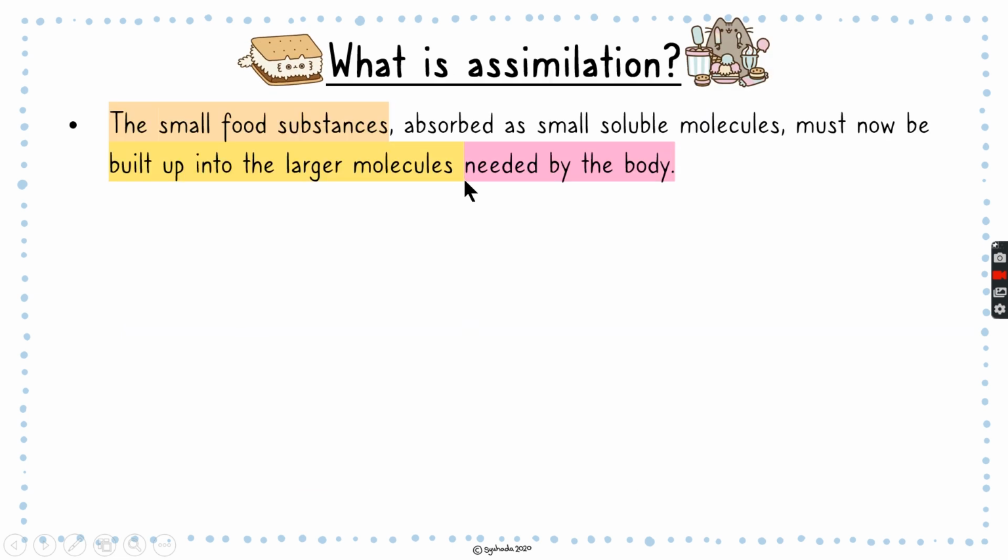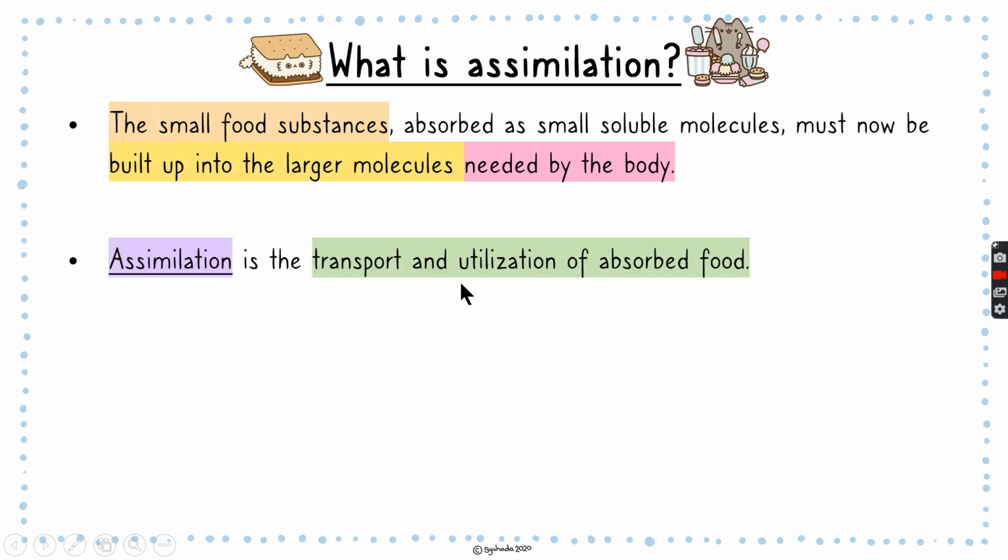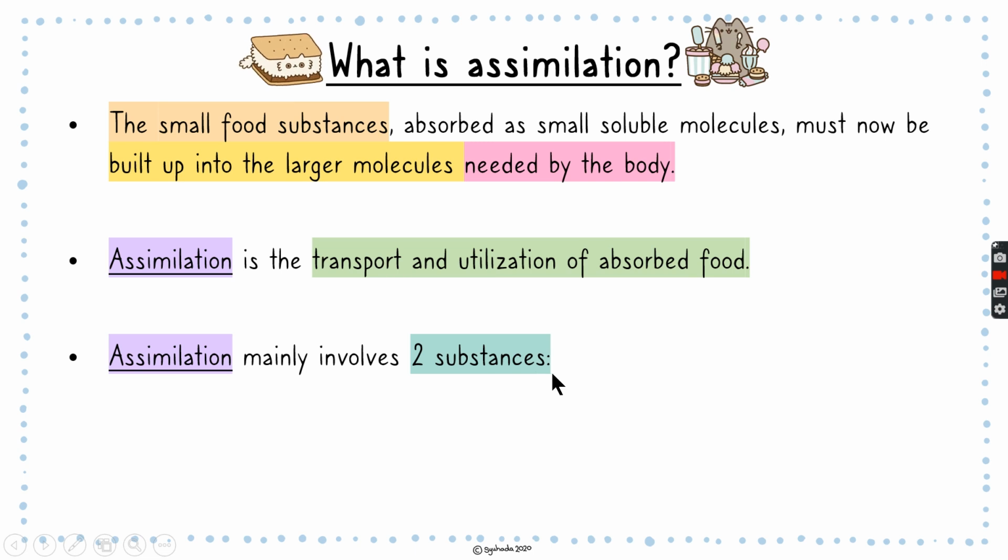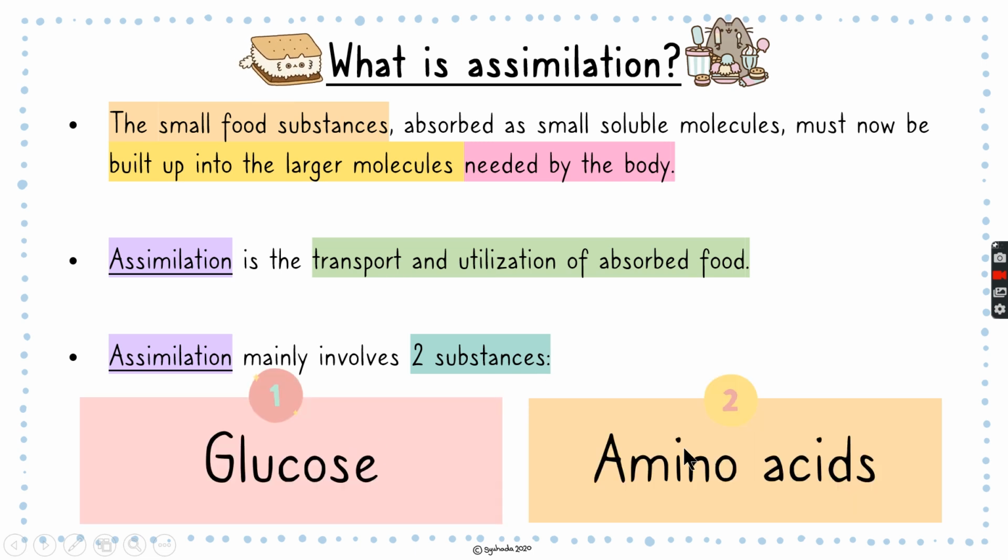So what is assimilation? Assimilation happens when we have small food substances that are absorbed from usually the small intestine and also the large intestine. And these small food substances actually are needed to build up larger molecules that are needed by the body. Assimilation is the transport and utilization. Utilization means to make use of the absorbed food to build them into larger molecules needed by the body. Assimilation mainly involves two substances, which are glucose and amino acids.